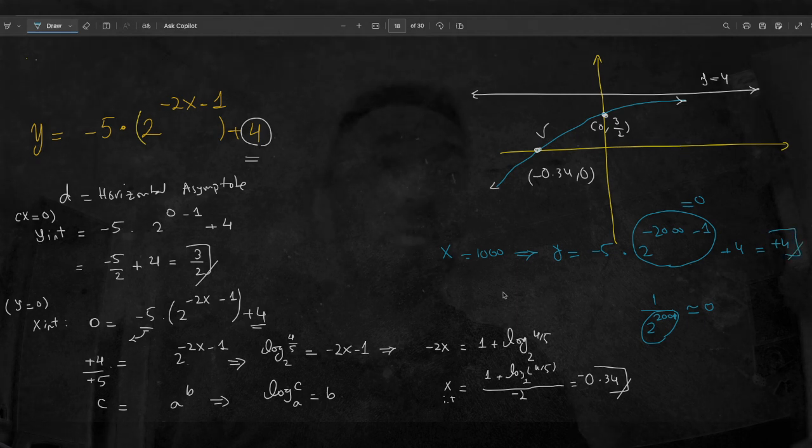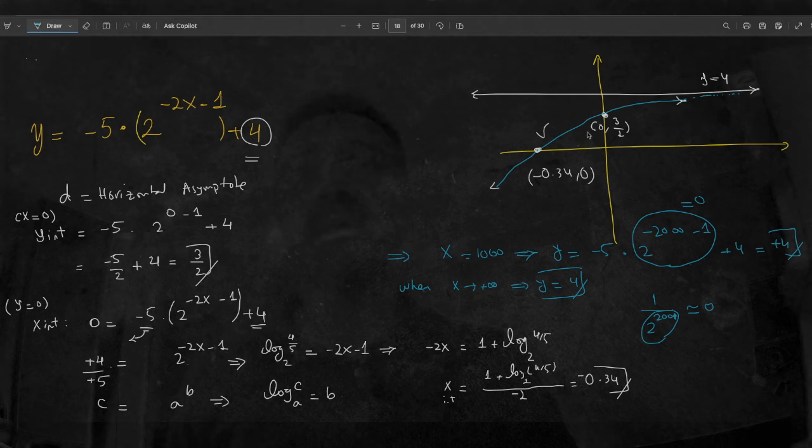Okay, so your function, what does this mean? What am I doing here? It means that when you are going to the right side, or x is getting to a very big number, your y value is getting closer and closer to 4. Okay, this is what you see exactly here.